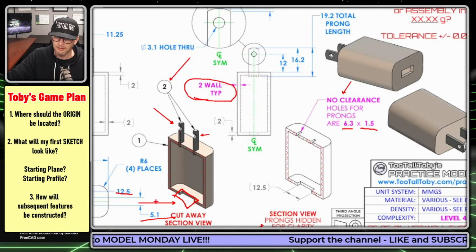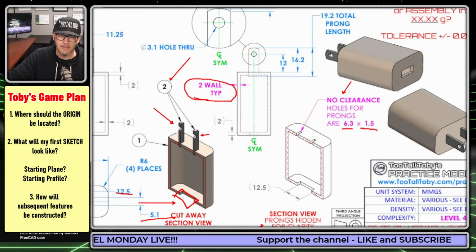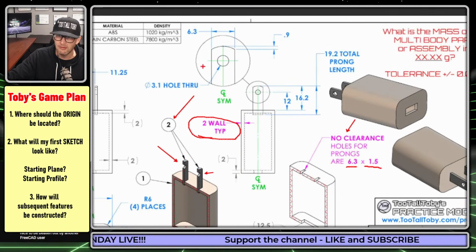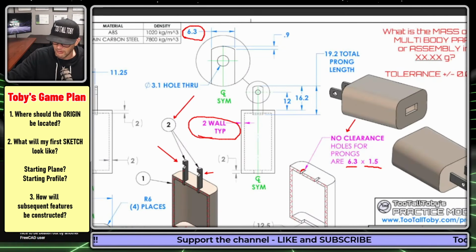So what does that mean, 6.3 by 1.5? Well, if we look here at this view, we can see that the prong is 1.5 wide. And then if we look here at the detail view, it's 6.3. So 6.3 by 1.5, and that's going to give us that cut on the top part of the plastic. Then that should do it for the plastic part.